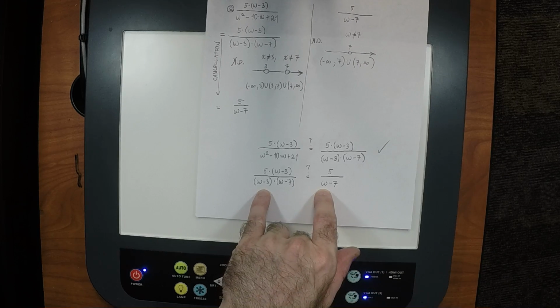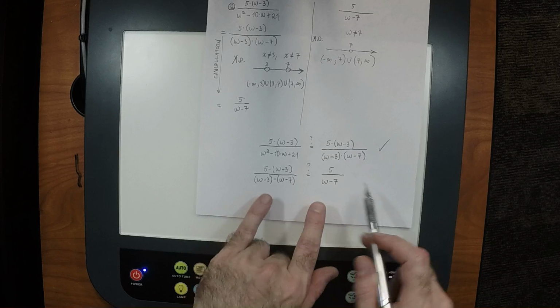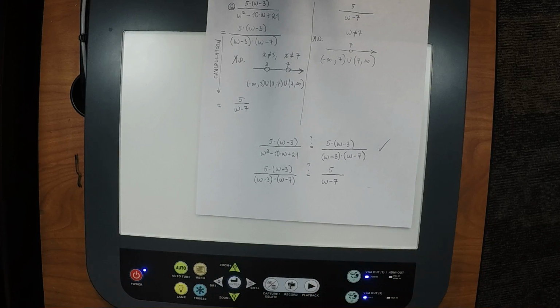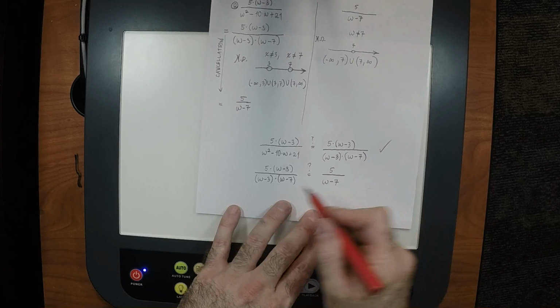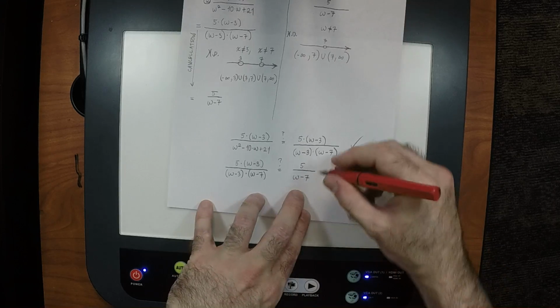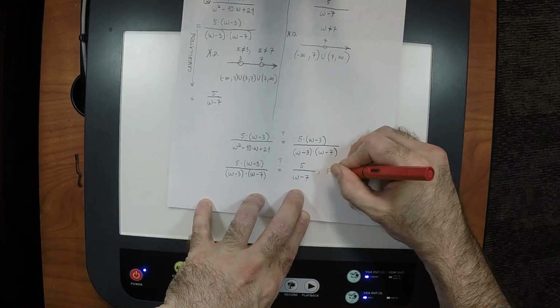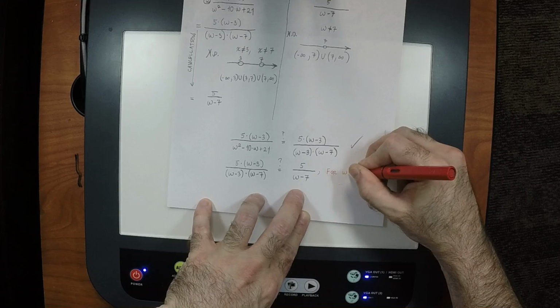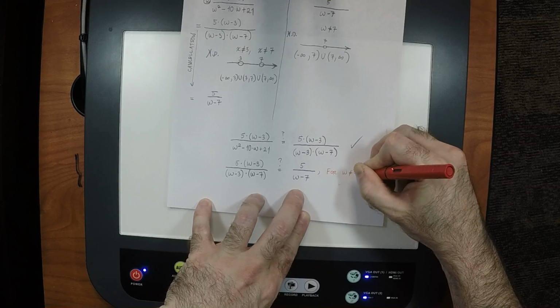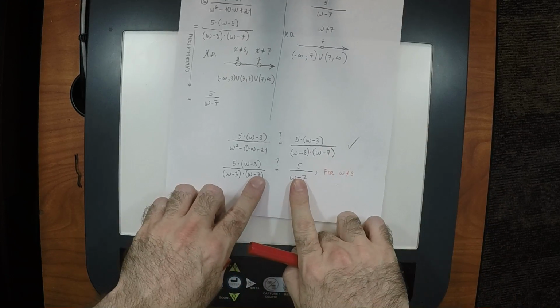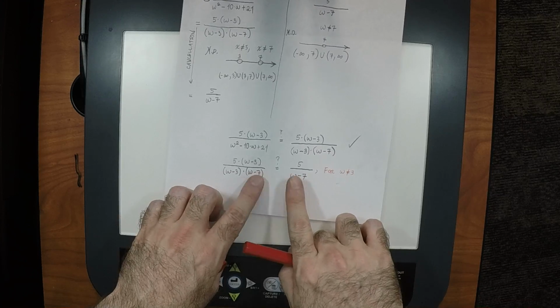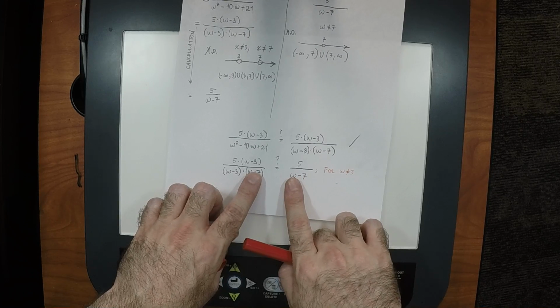So in order to make this right, when you make such a cancellation in this class, the thing that gives you permission to do it and receive credit for doing it is that when you make such a cancellation, you have to say for w not equal to 3. That's when they are the same. Because in fact, these two expressions are the same for every w except 3.